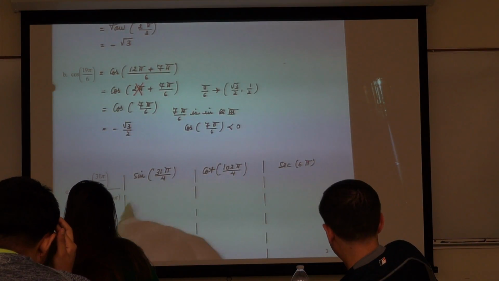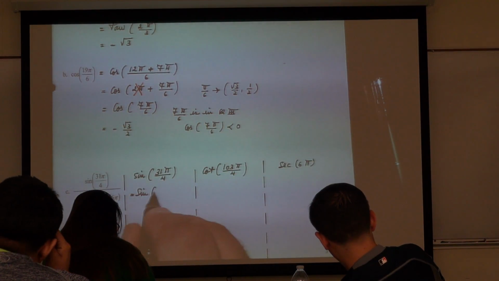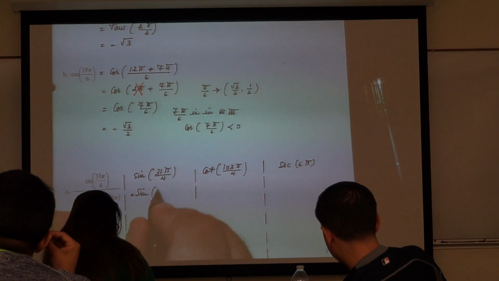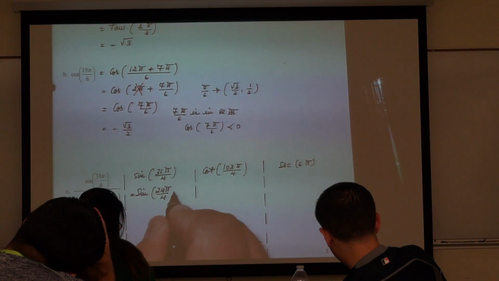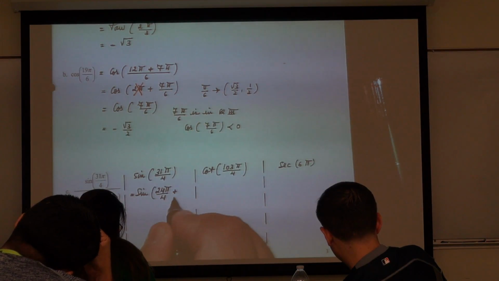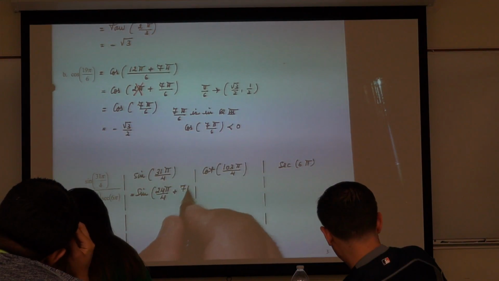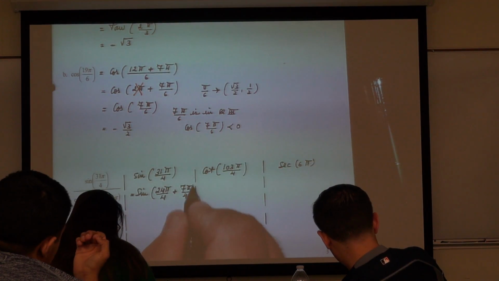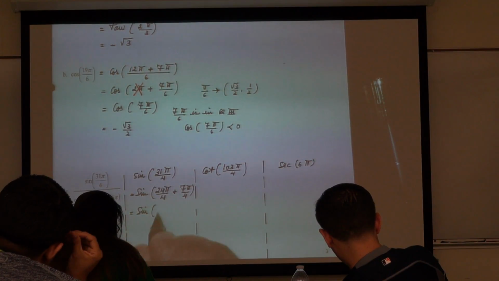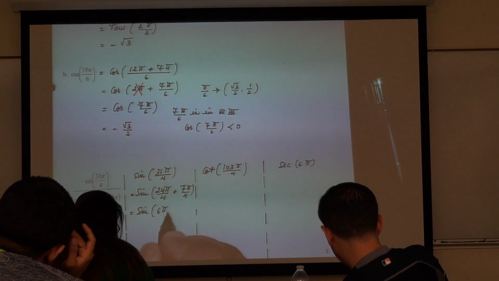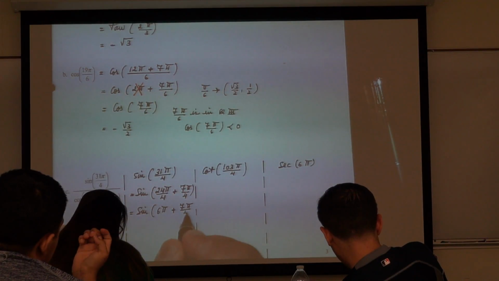2 pi. So this will be sine of, you can think of it this way now. 24 pi over 4, plus what's left from 24? 7 pi over 4. This will be equal to sine of 6 pi plus 7 pi over 4.